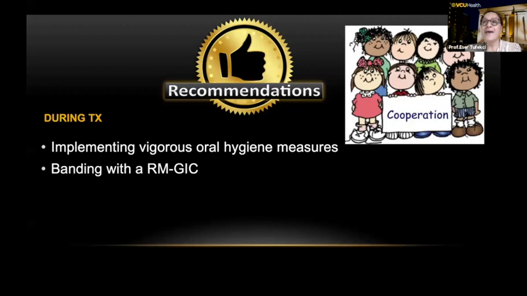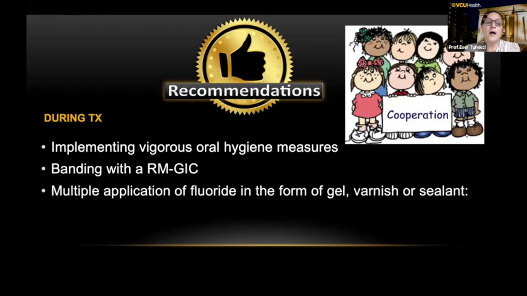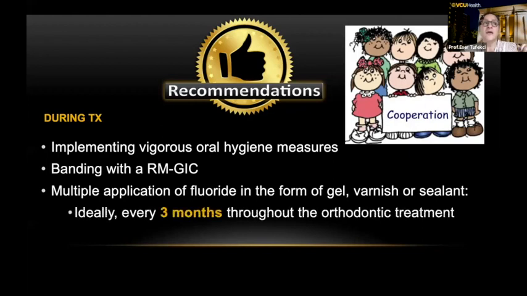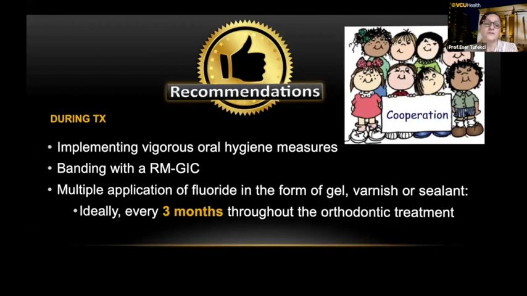We can also band with resin modified glass ionomer cement, and maybe even bond brackets with resin modified glass ionomer cement. However, the evidence did not show any significant improvement, but if we want to do something to make us feel better, maybe we can do that. But definitely multiple application of fluoride in the form of gel, varnish, or sealant, ideally every 3 months, should be done throughout the orthodontic treatment.